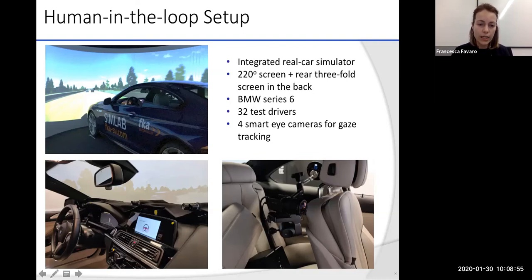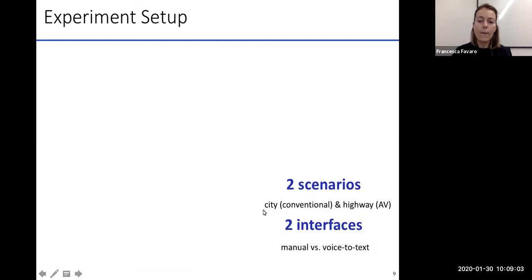And we were doing eye tracking. So we had a bunch of cameras that you can see mounted here in the front, the dashboard, and also in the back. So we were testing, as I mentioned, two scenarios, city and highway. The city one was manual, the highway had the transition from automated to manual, and two interfaces, manual texting and voice to text or vocal dictation.